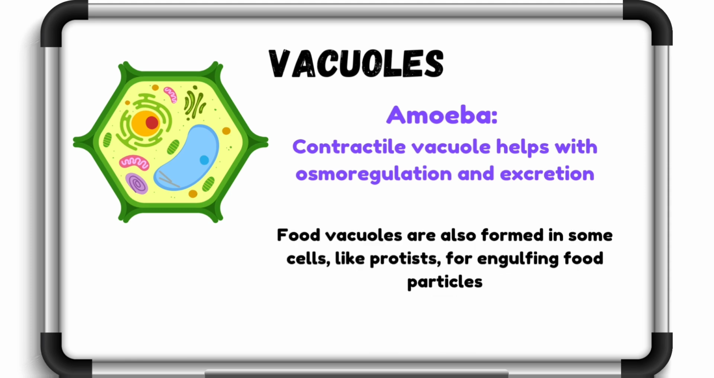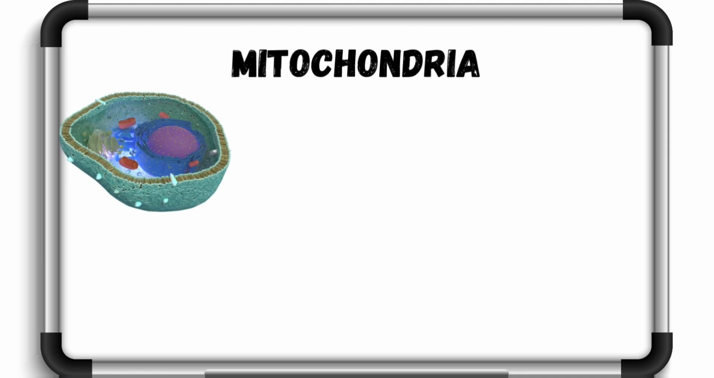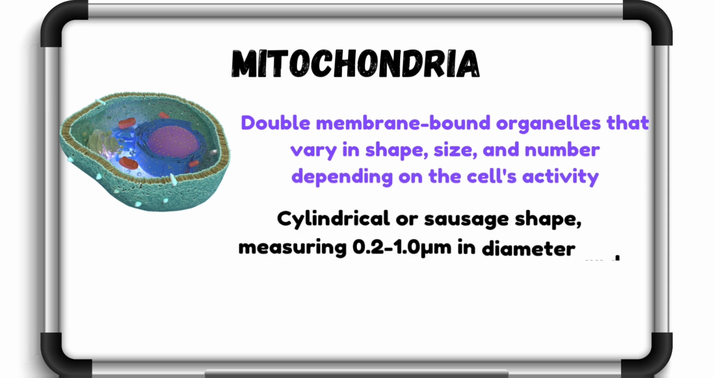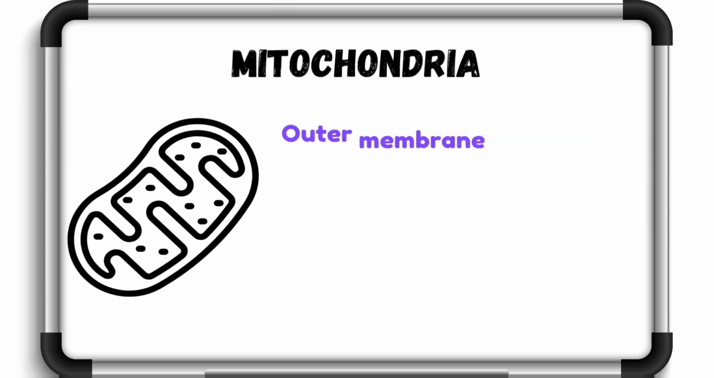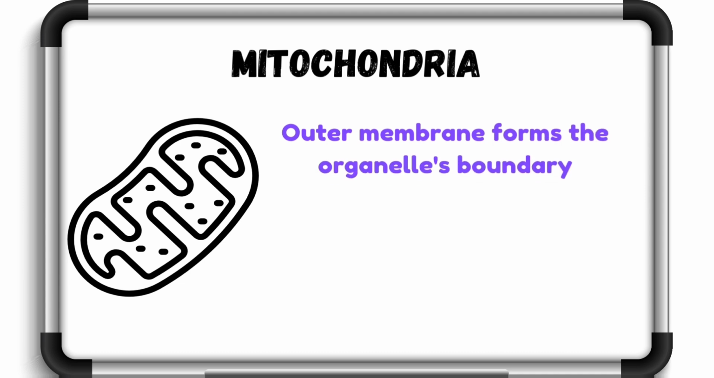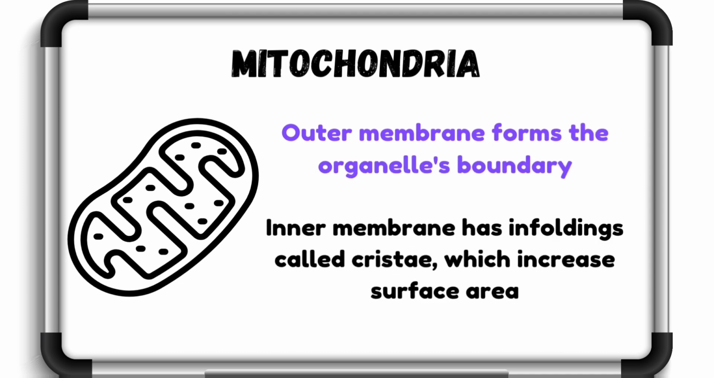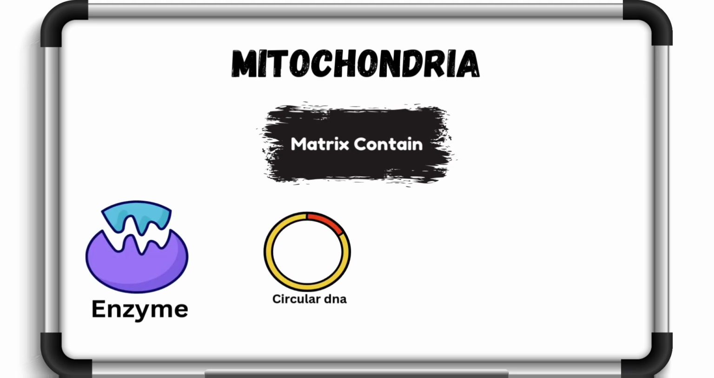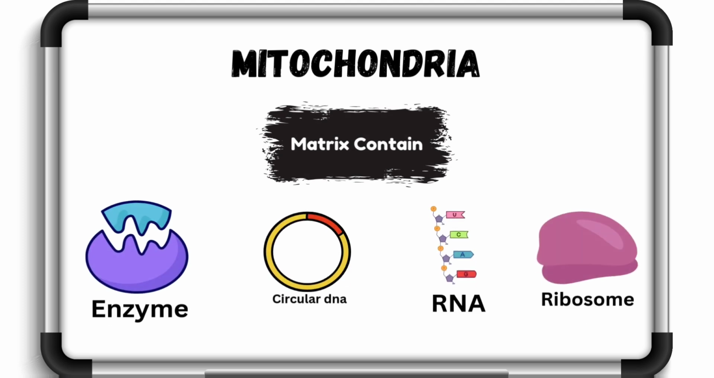Now let's step inside the powerhouse of the cell, the mitochondria. These double membrane-bound organelles vary in size and shape, but are usually cylindrical or sausage-shaped. The outer membrane forms a protective boundary, while the inner membrane has enfoldings called cristae, increasing surface area for ATP production, the energy currency of the cell. Inside, the matrix contains enzymes, circular DNA, RNA, and ribosomes, allowing mitochondria to self-replicate through fission. That's why they're known as the powerhouses of the cell.